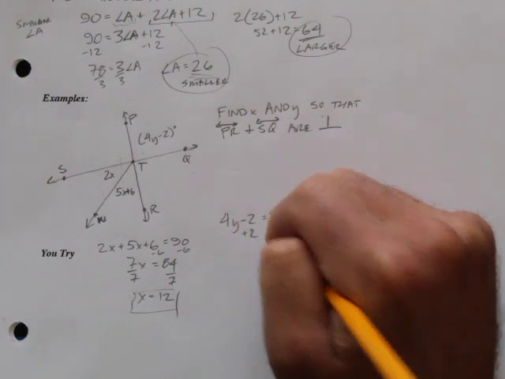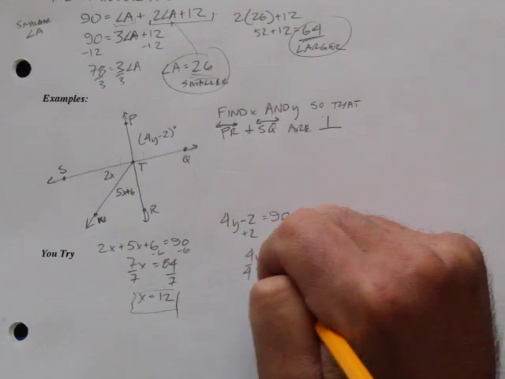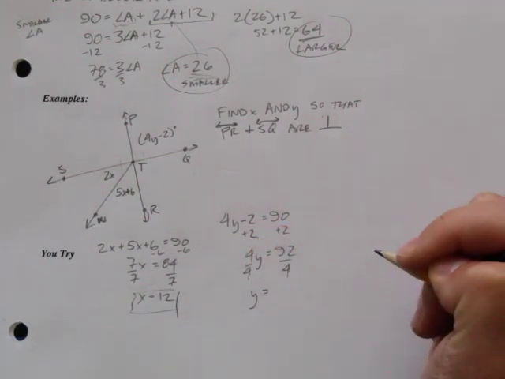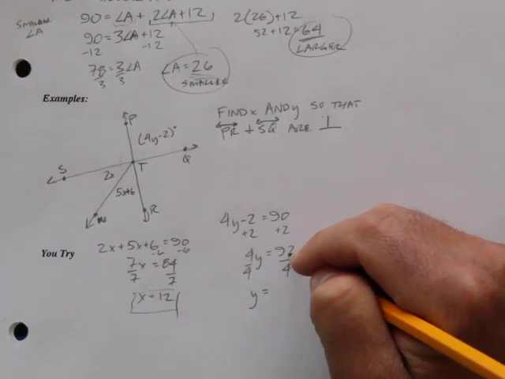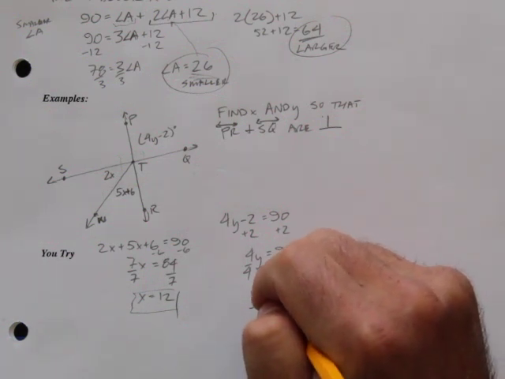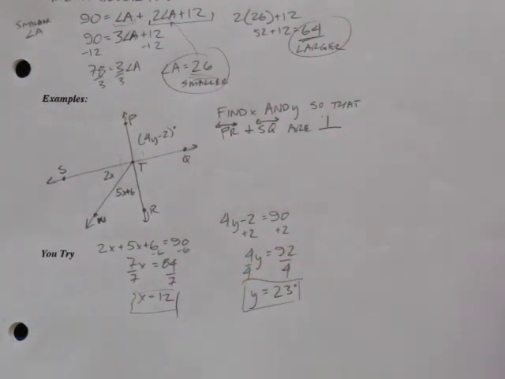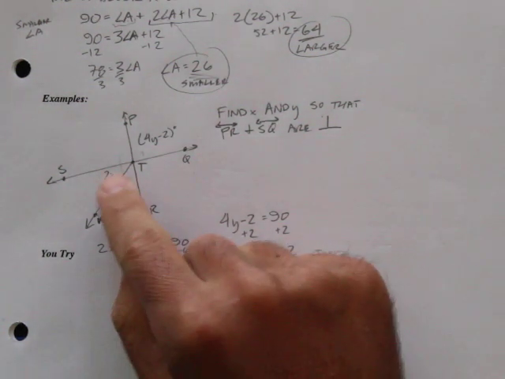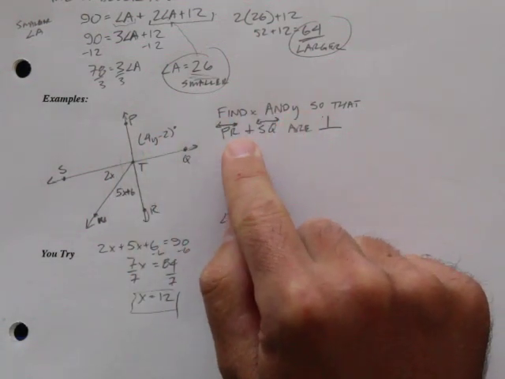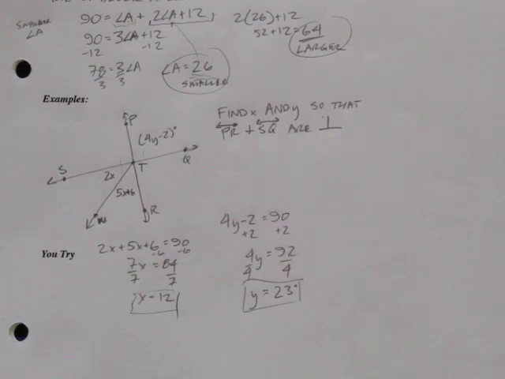Again, I just want this to be 90 degrees, so I say 4y minus 2 equals 90 degrees. Add 2 to each side. 4y equals 92. Divide by 4. y equals 92 divided by 4, which is 23 degrees. And that is how you do that one. I just set those equal to 90 degrees because I want to make sure that these are perpendicular. And that is the end of 1-5.